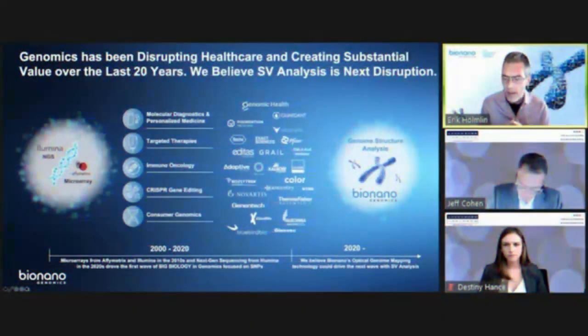The innovation, the next wave of big biology is going to come from somewhere else. And one of the areas that we believe is going to come from is the analysis of genome structure. And that requires a completely new paradigm. And so we've been building our company to drive that shift.